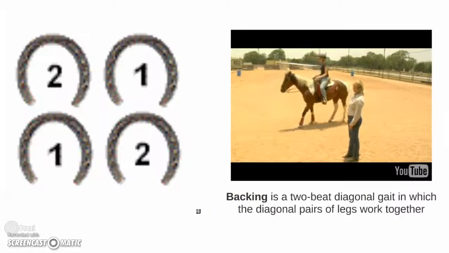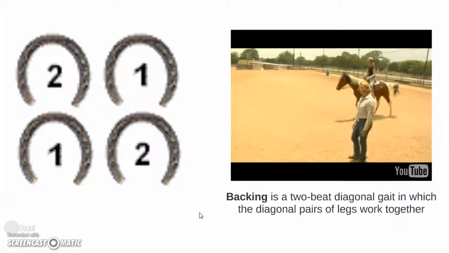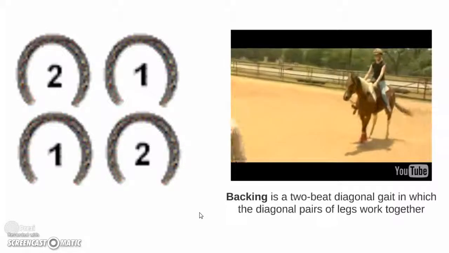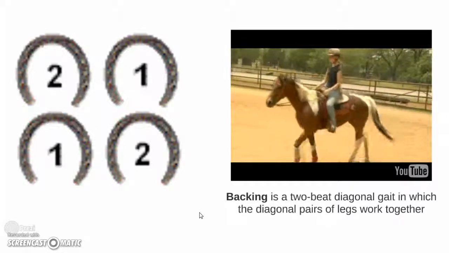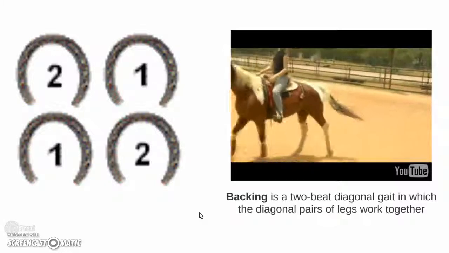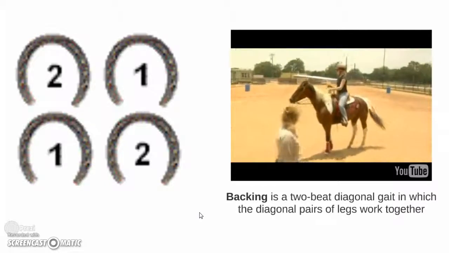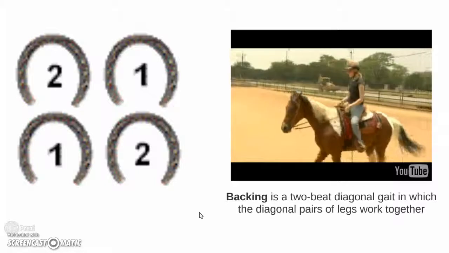Again, it's very difficult to find videos about horses backing. So here we see the horse goes backwards in diagonal pairs, just like the trot, as opposed to when he walks forward, where each foot takes its own individual step. Back him up in diagonal pairs.